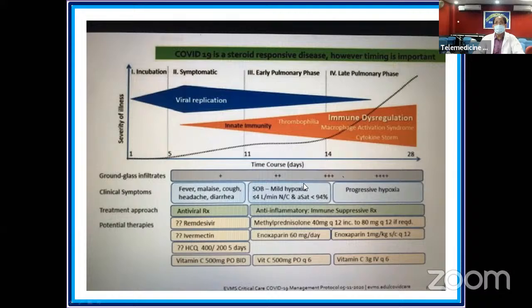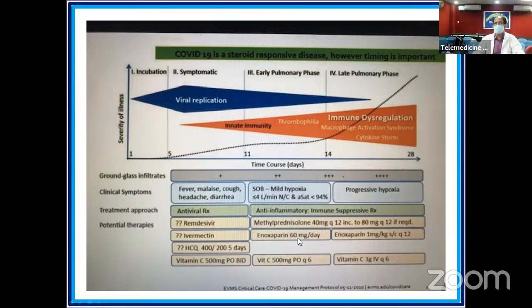If the person presents in the pulmonary phase or with moderate to severe disease, and inflammatory markers are increasing, CRP is one important marker here. CRP more than 2 times with hypoxia, think of giving an anti-inflammatory in the form of methylprednisolone. Methylprednisolone 1 milligram per kg BID, that comes to around 40 to 80 milligram IV BID for 7 to 10 days. With that, to prevent thrombotic phenomena, enoxaparin 60 milligram per day.